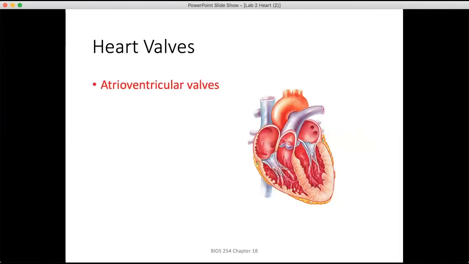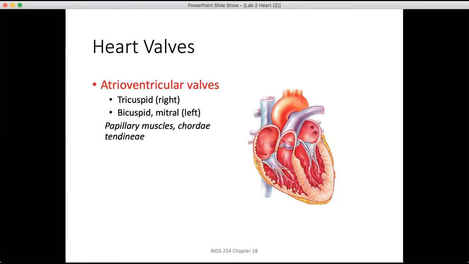There are two different types of valves in the heart. The atrioventricular valves are between the atria and the ventricles. The right AV valve is called the tricuspid valve because it has three cusps. The left AV valve is called the bicuspid valve or the mitral valve. It will have two cusps.